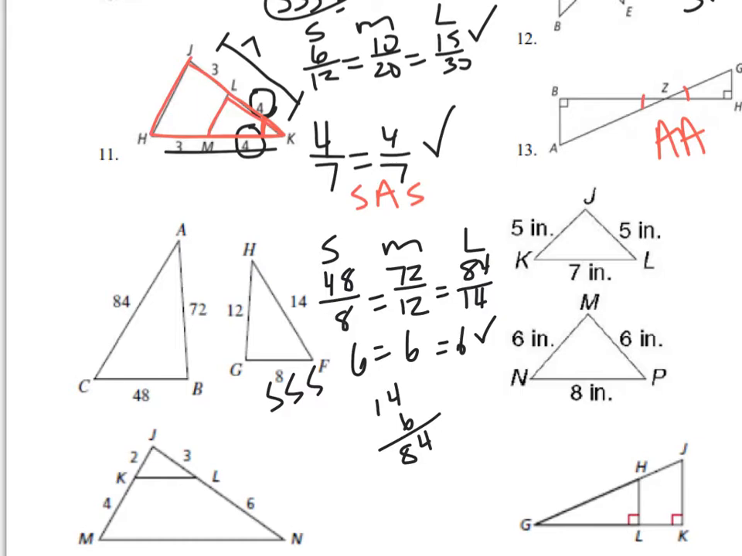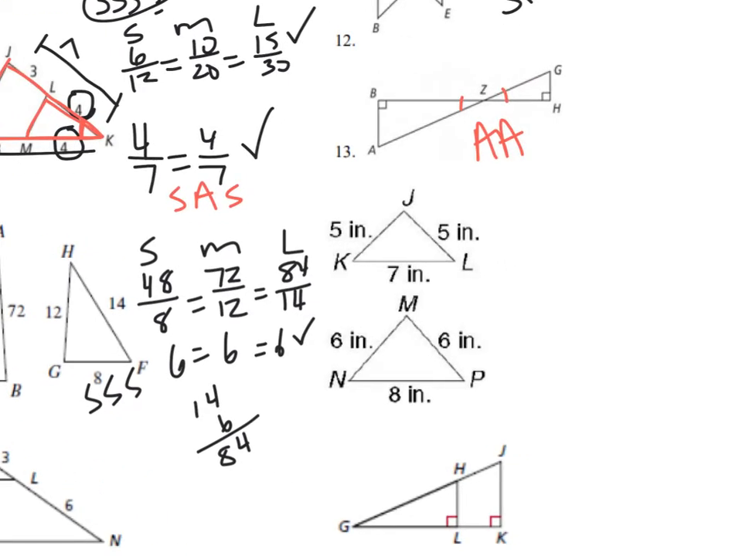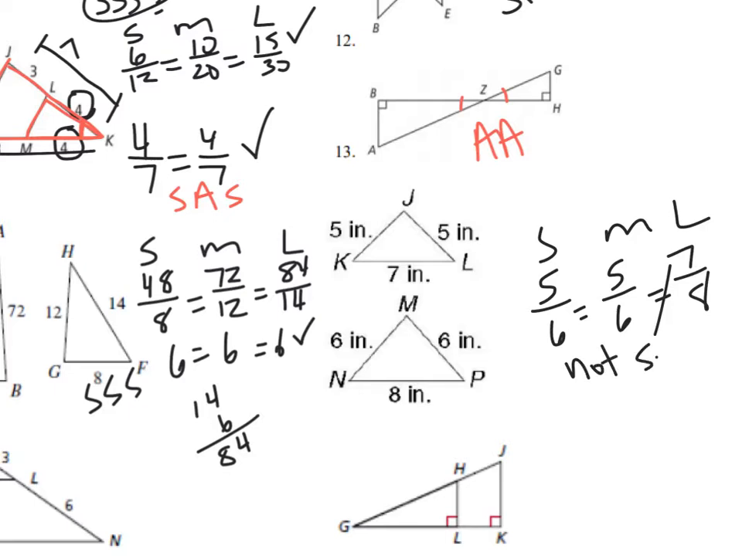All right. What do you think we're doing in the next one? The same thing, because I have 3 sides. So we're checking small, medium, large. Now it's a little weirder because I have the same length in both, but just pick where you want to start. Nobody cares. 5 over 6 equals 5 over 6 definitely does not equal 7 over 8. So these are not similar.